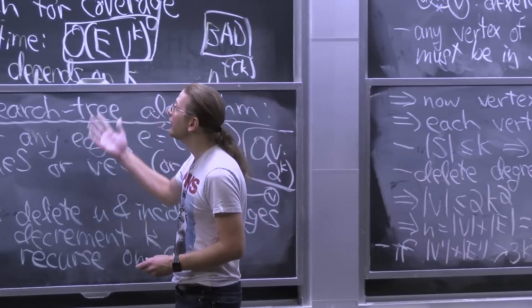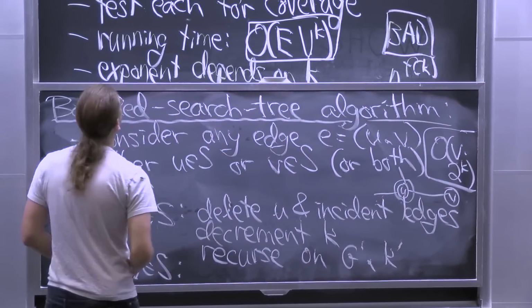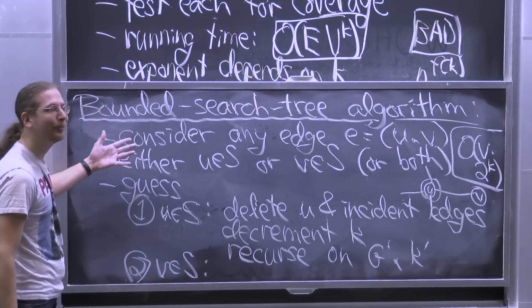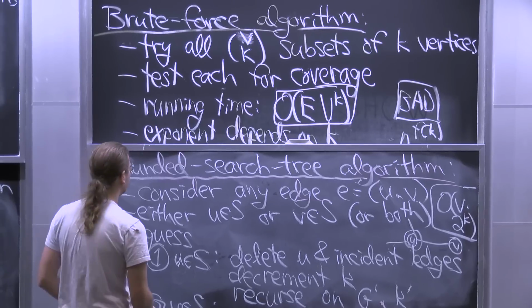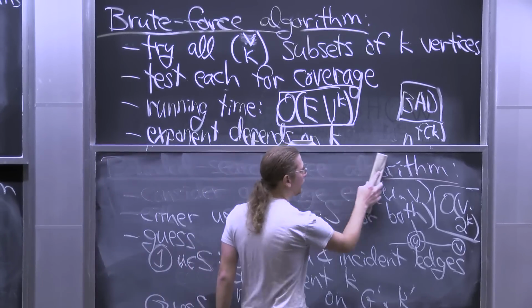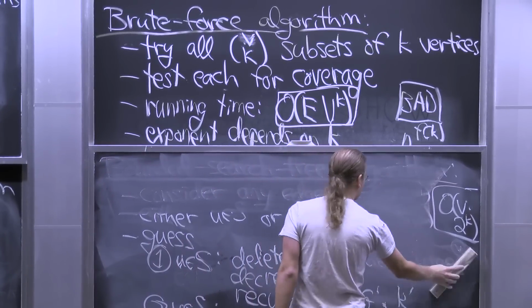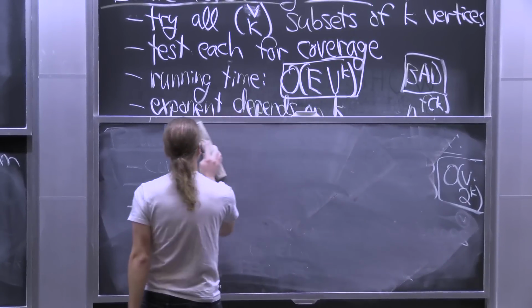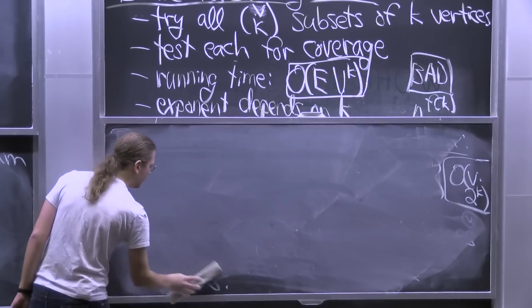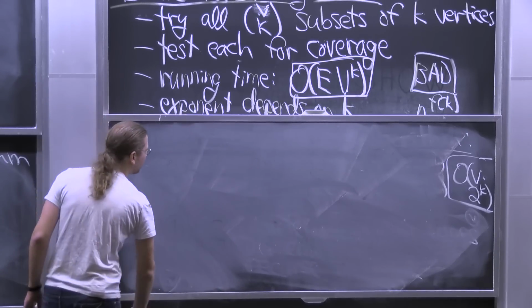So now we can run either of these algorithms. Presumably we should run the better one, but for fun, let's analyze both of them. I want to leave the running times here. We're going to get a faster vertex cover algorithm from a fixed parameter tractability perspective.